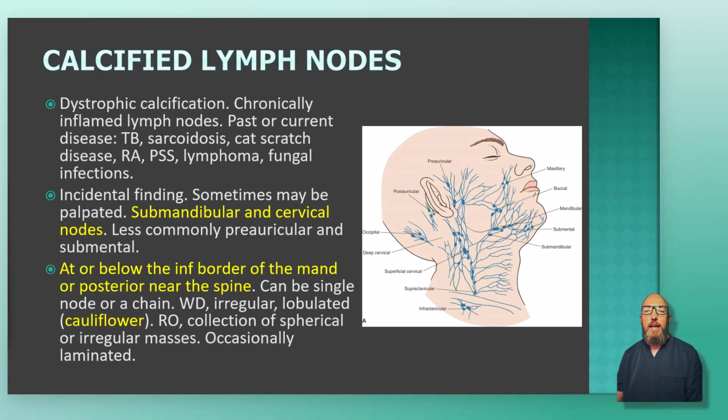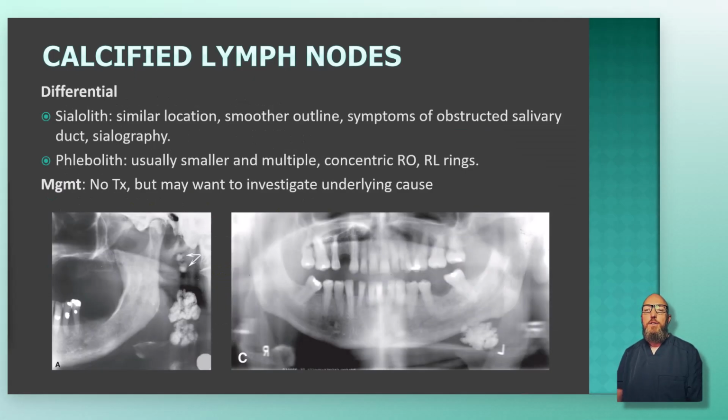It's well-defined, irregular, lobulated. Classic descriptor is cauliflower appearance. It's a collection of spherical or irregular masses, and it can be a single node or an entire chain. Occasionally you'll see lamination. And so the differential for these is basically one of two other things. Sialolith can be a really similar location. The submandibular is the most common location for sialolith, also for lymph node calcification.